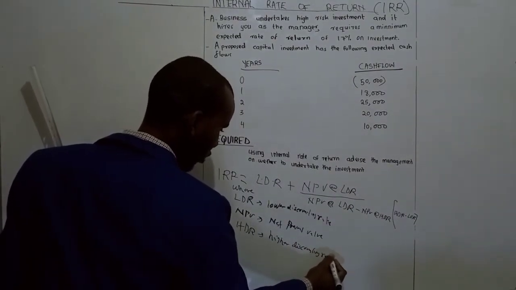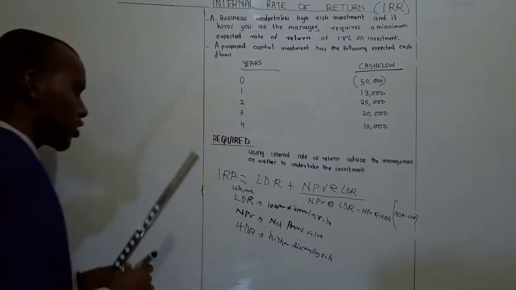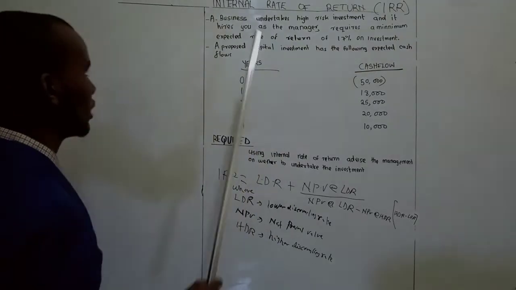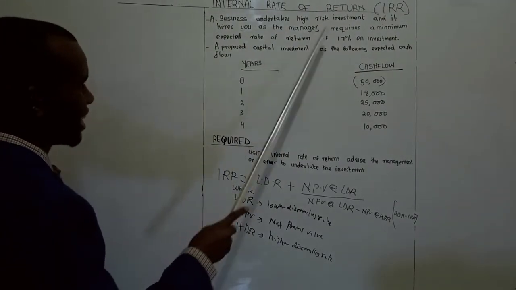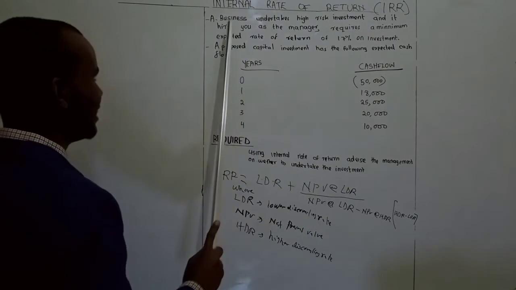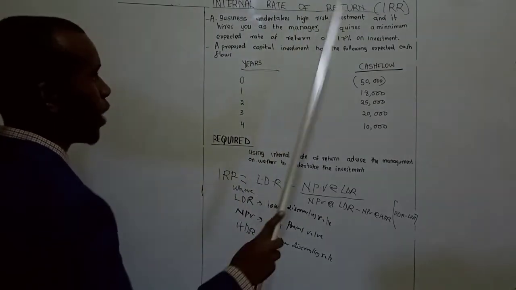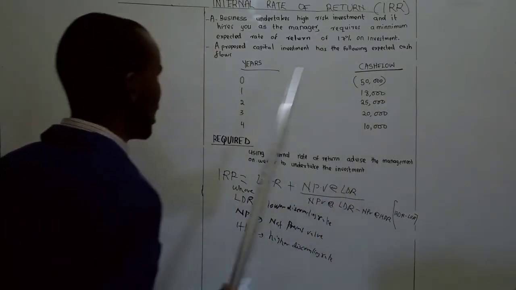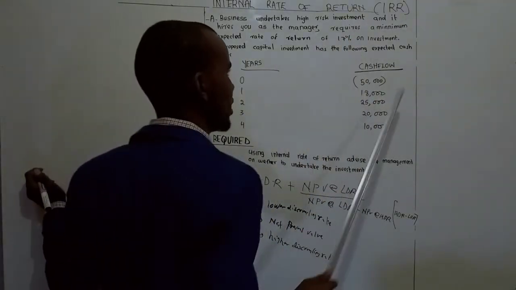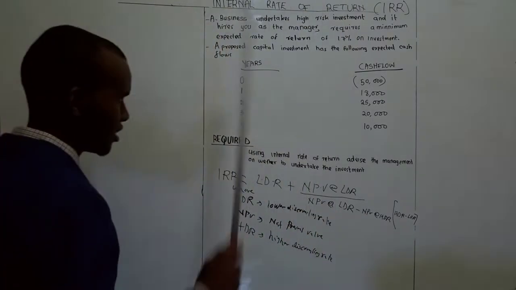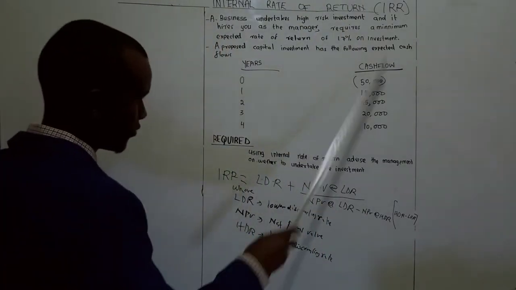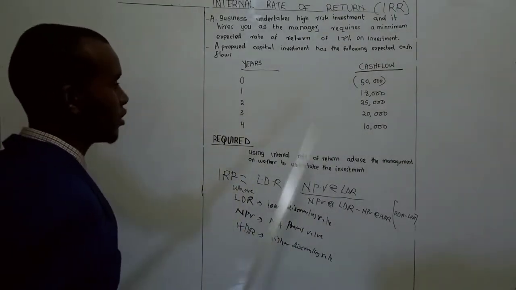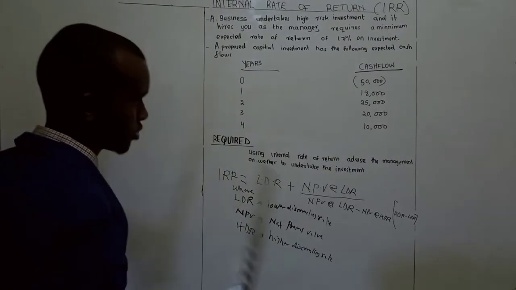Now, after knowing the formula, we want to apply it to this question. A business undertakes a high-risk investment and hires you as the manager. It requires a minimum expected rate of return of 17% on investment. A proposed capital investment has the following expected cash flows. Year 0, negative 50,000. Year 1, 18,000. Year 2, 25,000. Year 3, 20,000. Year 4, 10,000.